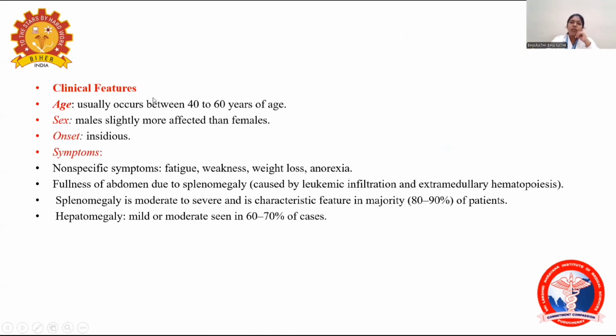So what is the most common age group with which it occurs? The most common age group is between 40 to 60 years of age. Males are slightly more affected than females. And the onset is insidious. As I told you, acute leukemia, sudden onset; chronic leukemia, insidious onset. Okay. Symptoms are non-specific. Usually the patient will have fatigue, weakness, weight loss, anorexia. Because the patient will have anemia, the patient will have leukocytosis.